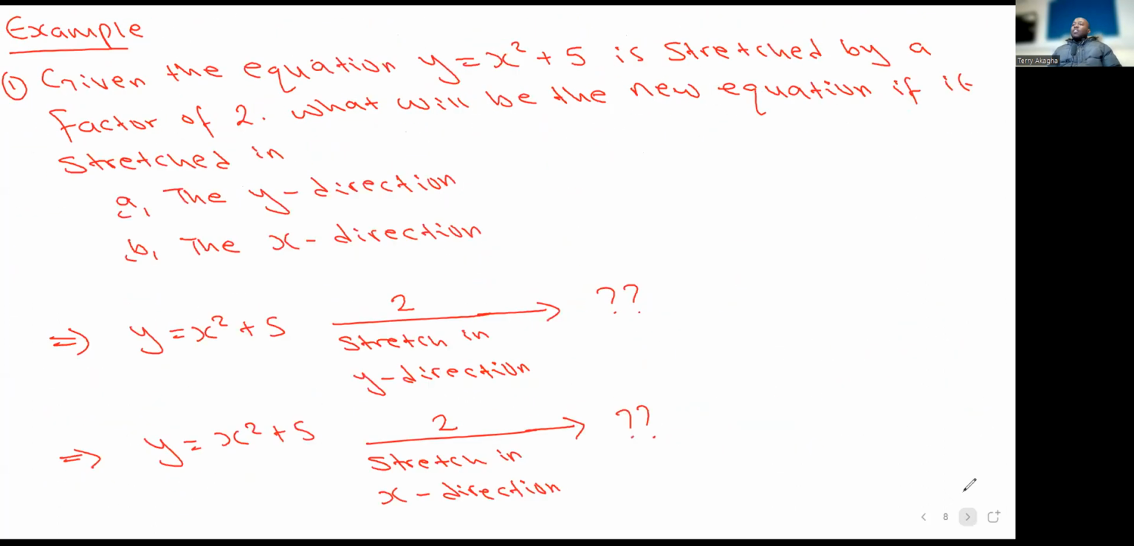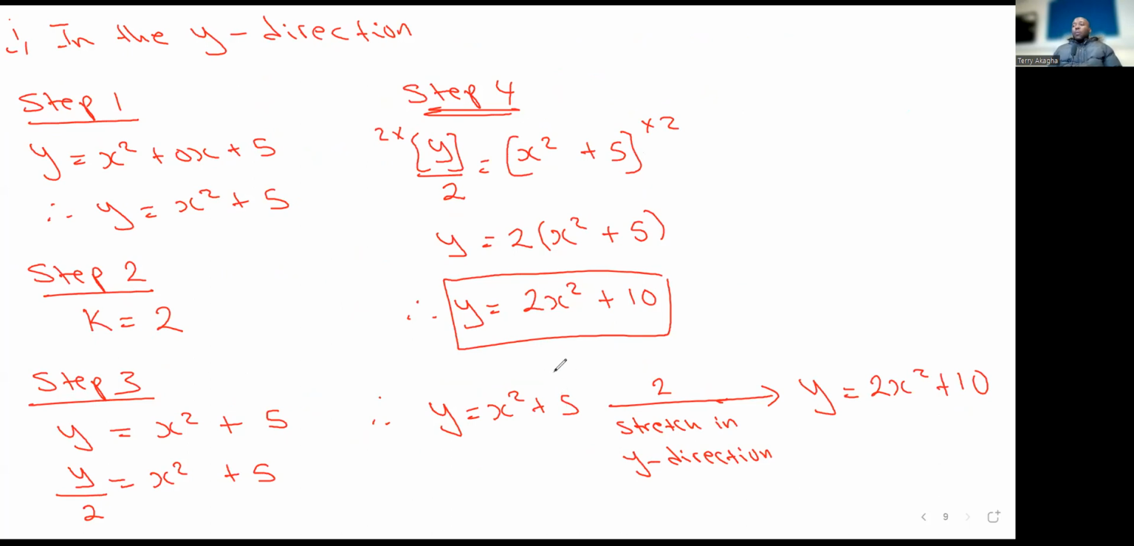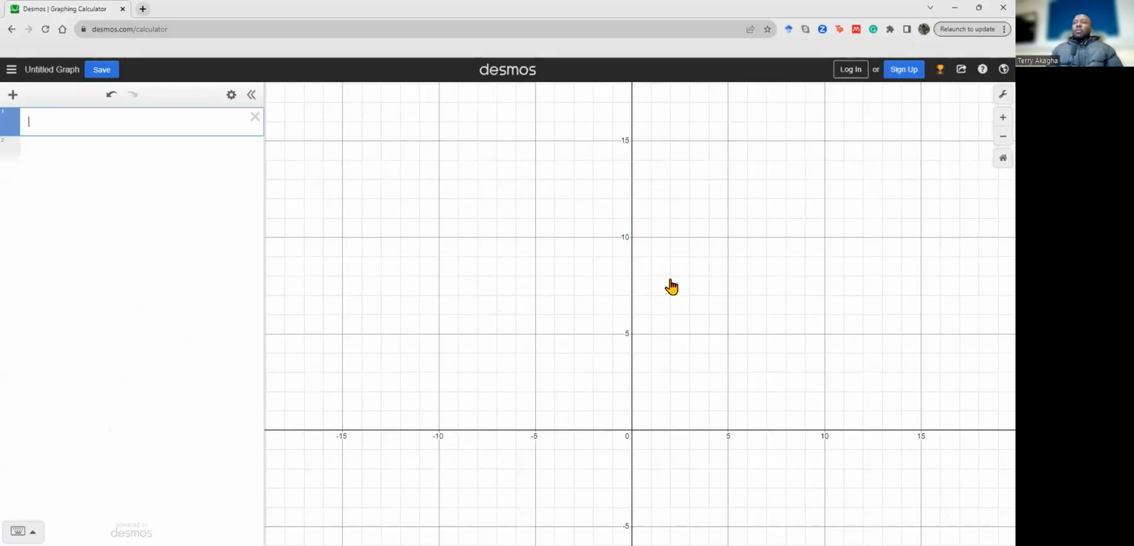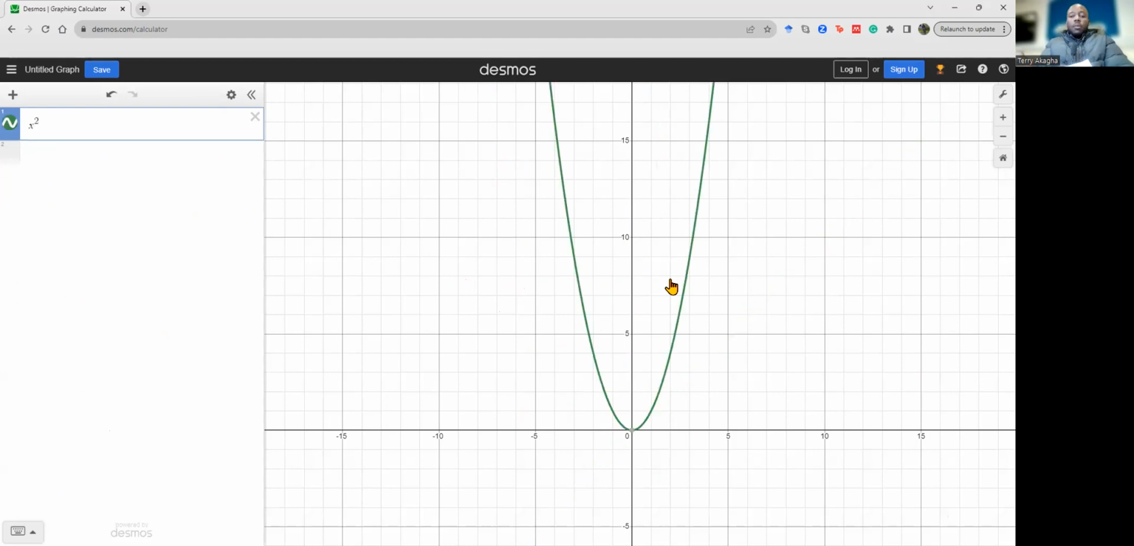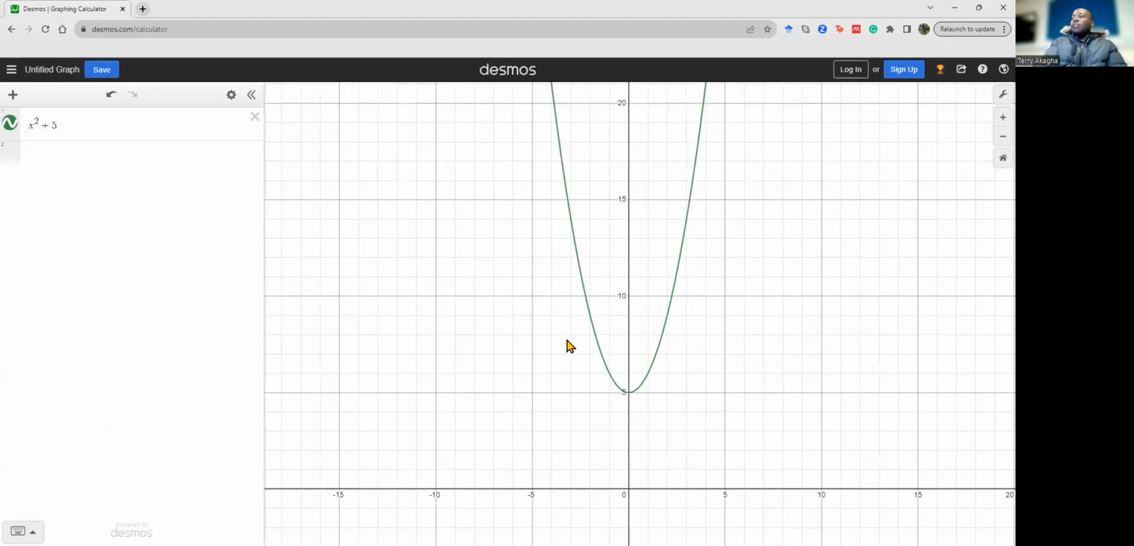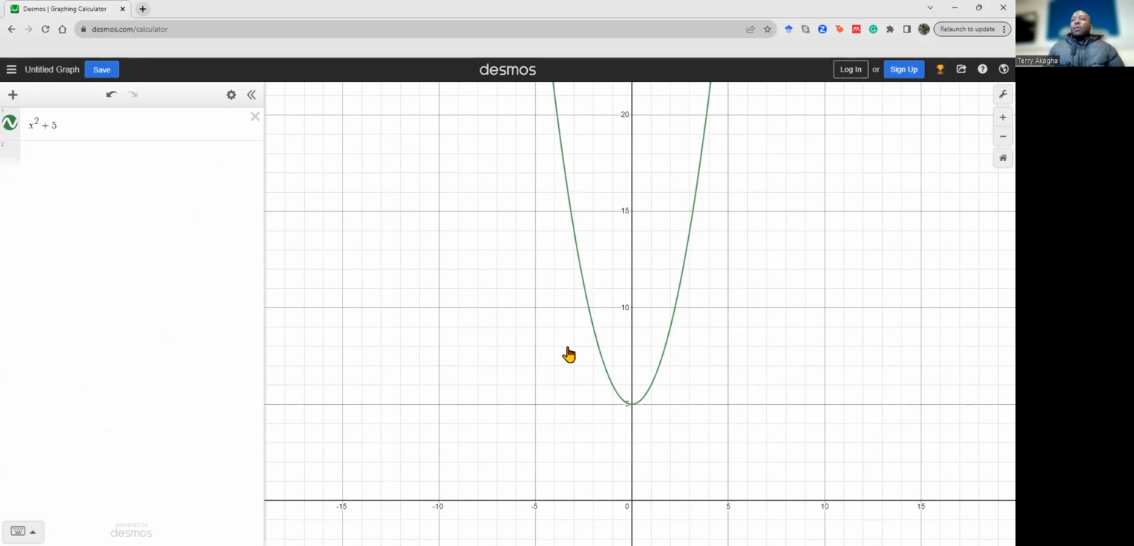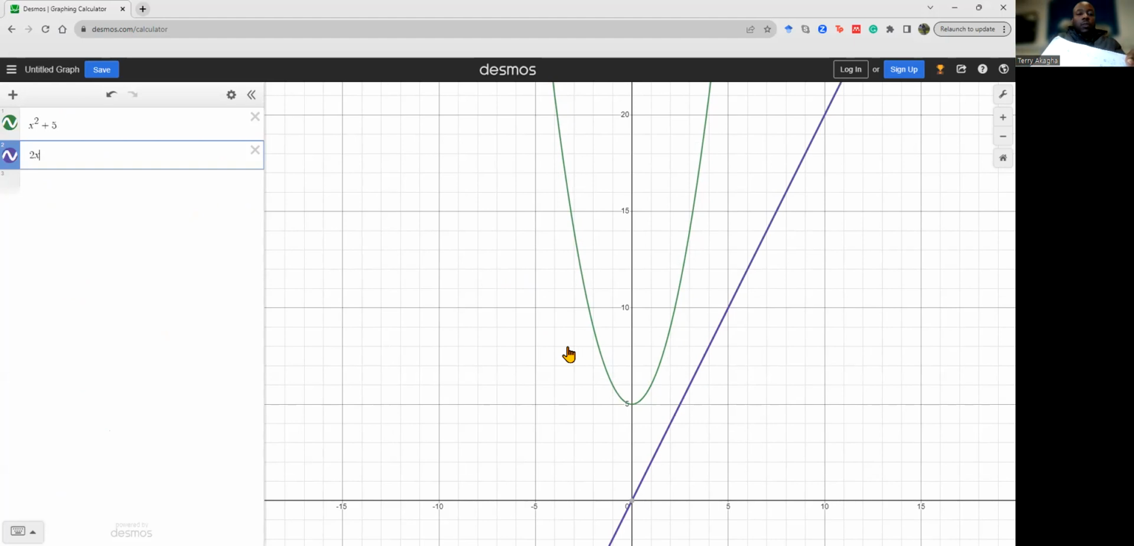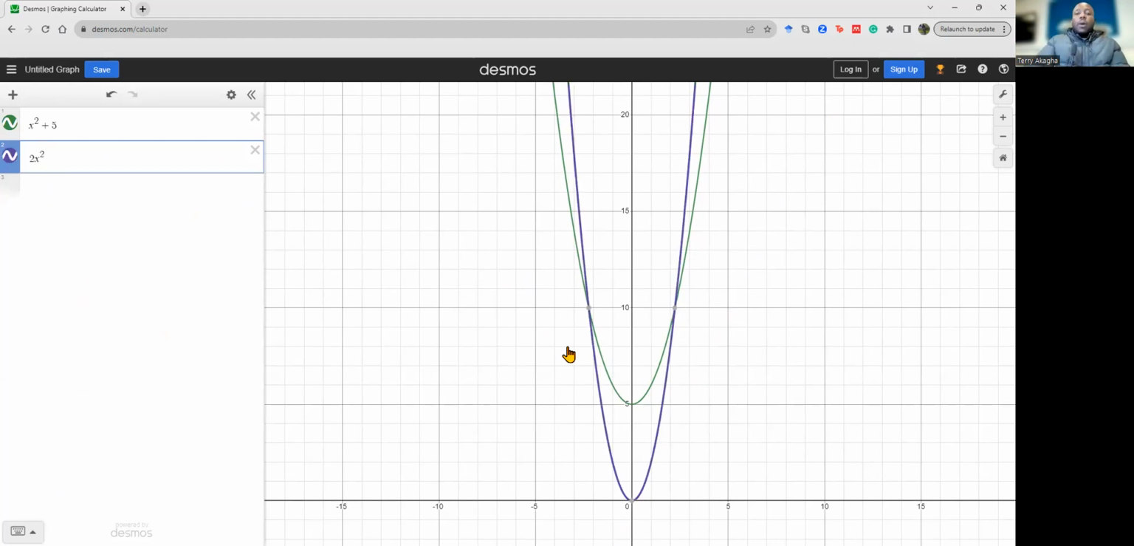Let's sketch this graph and see if it's going to give us this. So we have x squared plus 5 and 2x squared plus 10. So let's do this. We have x squared plus 5. Okay, so this is how the x squared plus 5 graph looks like. All right, now the second one, the answer we got was y is equal to 2x squared plus 10.